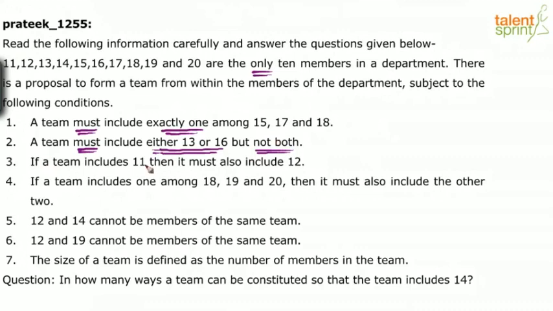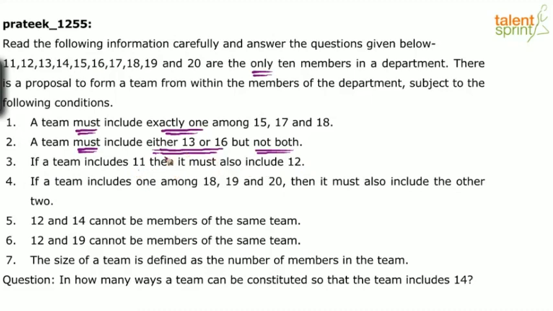Then if a team includes 11, then it must also include 12. So if you choose 11, then you must choose 12, right? Remember, one very important point that I would like to explain here is that many students say that 11 and 12 will always come together, which is wrong. Understand, the condition says, if it includes 11, then it must also include 12. So if 11 is chosen, then 12 should also be chosen. But if 12 is chosen, then 11 need not be chosen there. So all those who feel that the third point says 11 and 12 will always be together are wrong.